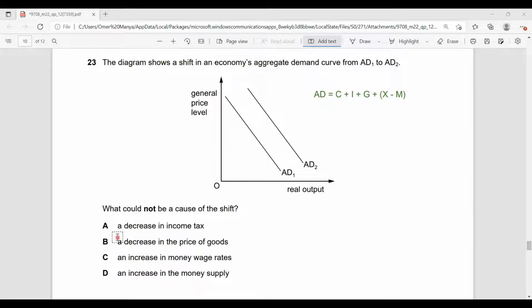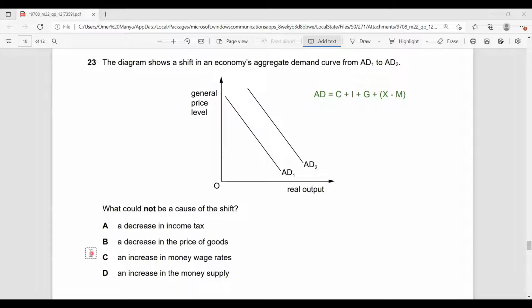Let's look at option A, a decrease in income tax. A decrease in income tax will allow for more disposable income. It will definitely lead to a rise in consumption and would shift AD to the right. A is out. C, an increase in money wage rates. If people receive a higher wage rate, again, this would lead, at least momentarily, to a rise in consumption. C is out. An increase in money supply, this would lead to, again, more consumption, possibly more investment too, and would lead to the AD curve to shift.